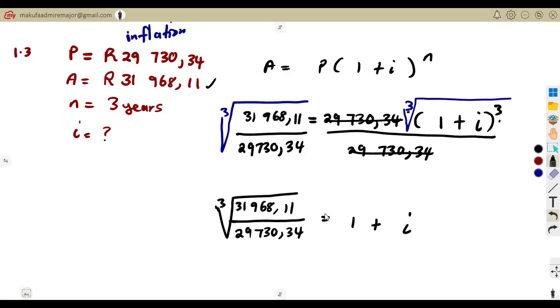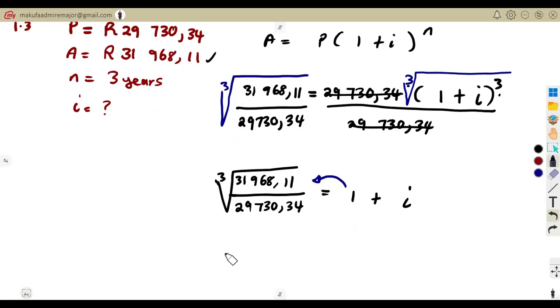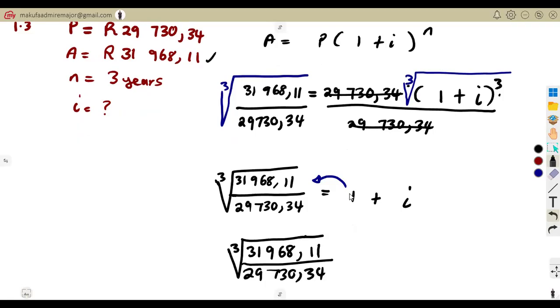As we have this, we can now calculate our I. What is affecting it? It is this 1. So we can transpose the 1 to the other side. It becomes a negative there. So meaning to say, we have the cube root of this. I'm just going to rewrite, guys. Do not worry. 31,968.11 everything over this 29,730.34. Then as I said, we're going to take the 1 to the other side of the equation. It becomes a minus 1. It was a plus, now a minus.